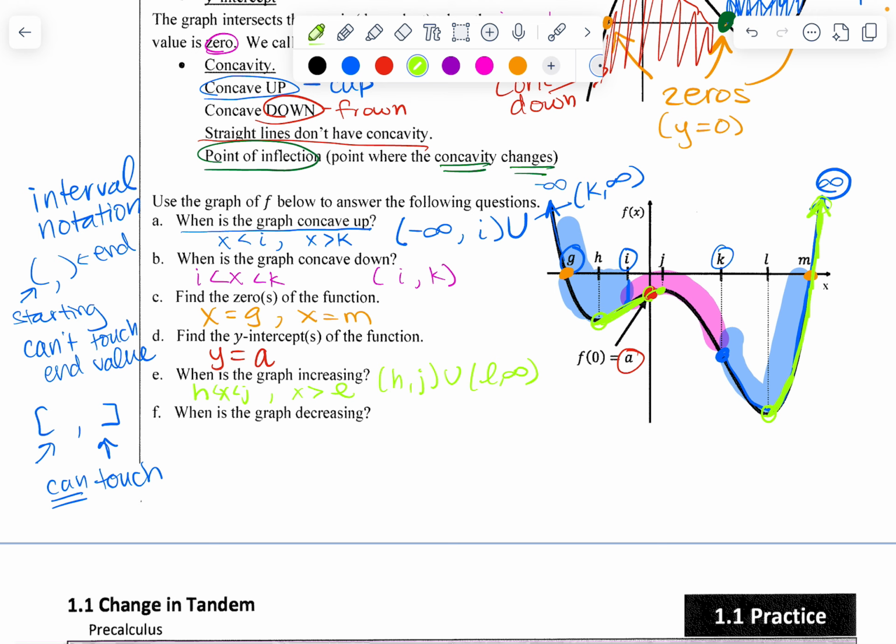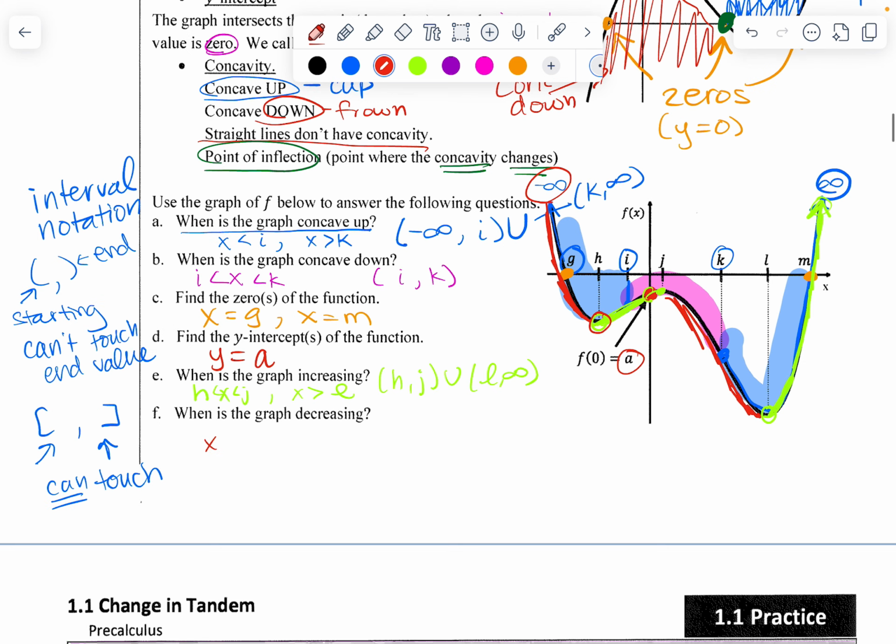And then lastly, when is the graph decreasing? So we see decreasing when it's going downwards from left to right. So here's a decrease, here's a decrease, okay? So we see from negative infinity to H. So when X is less than H. And then we also see it from J to L. So when X is between J and L. So let's write that in interval notation. So we say from negative infinity to H, union J to L.